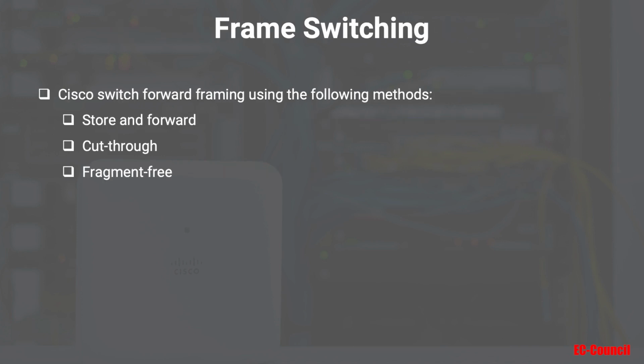Switches use one of 3 methods to forward frames. There's a method of store and forward, there's cut-through, and there's fragment free. So let's take a look at each one of these in a little further detail.